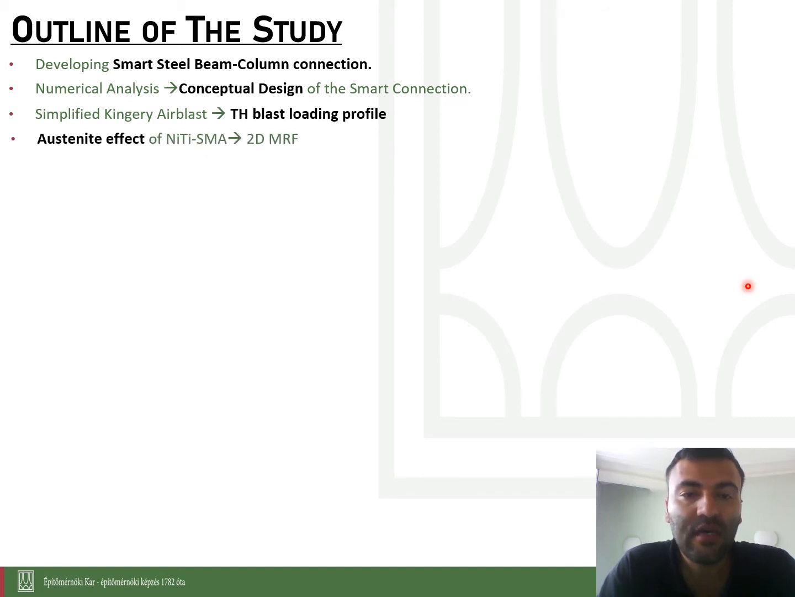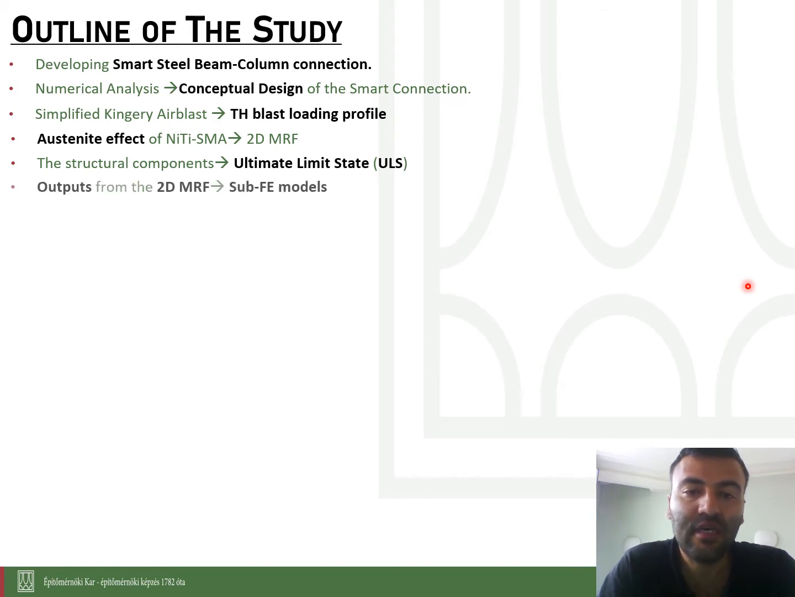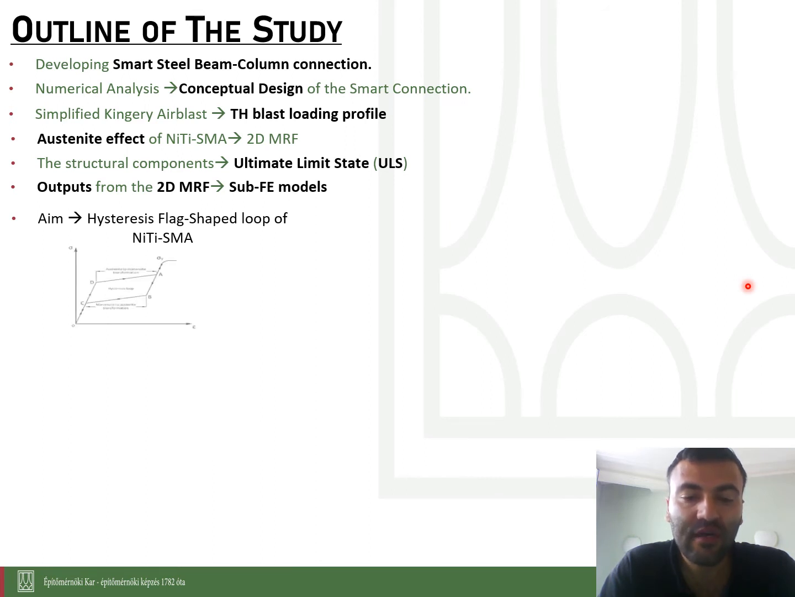I think it is important to mention that the austenite effect of this nickel titanium shape memory alloy bolts is only included in the 2D moment resisting frame structure analysis. Then the structural components are optimized and selected, and they are checked against the ultimate limit state design. The output from the 2D moment resisting frame is used in order to have sub-finite element models. The aim is to provide the high stresses flag shaped loop of these bolts under the effect of blast loading.